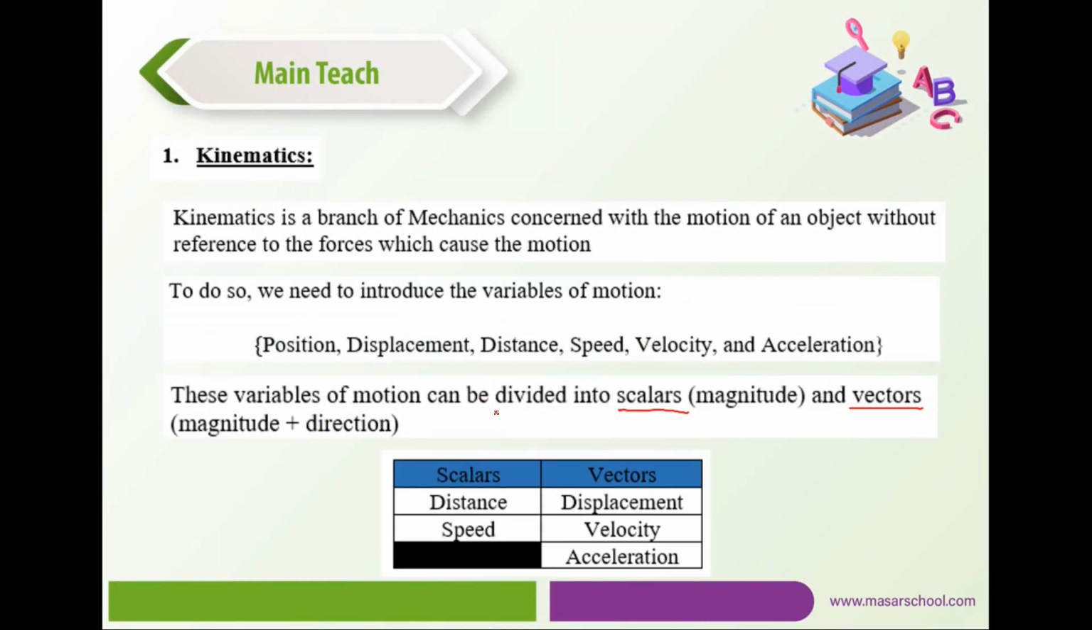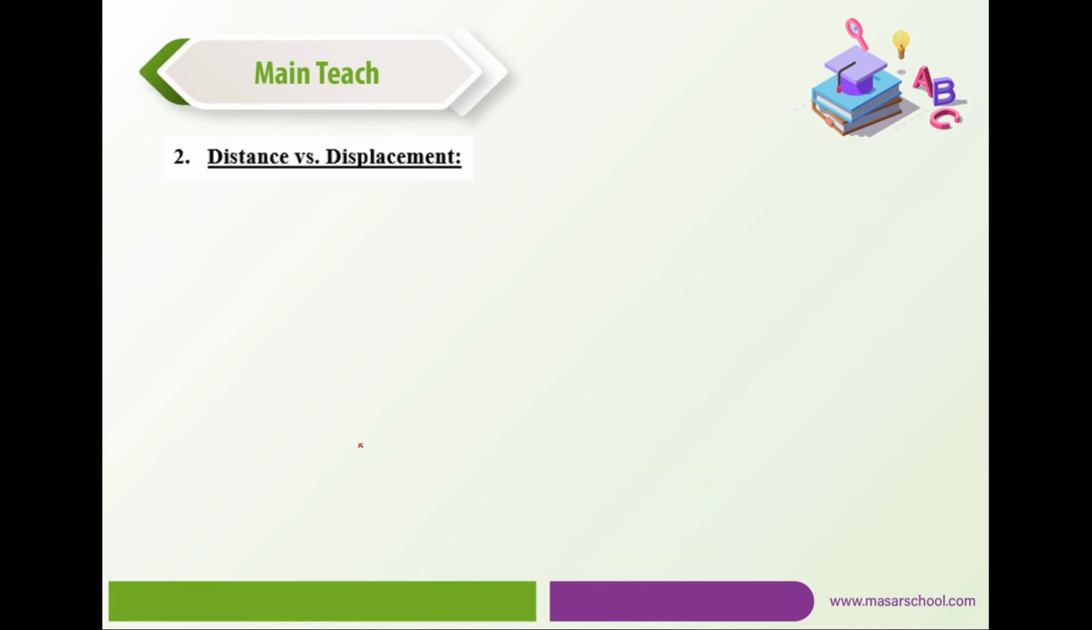Now the scalars are given by the distance and the speed, whereas the vectors are given by the displacement, velocity, and acceleration. Now if you're asking yourself, where does the position fit into this differentiation? Basically, position is a vector.